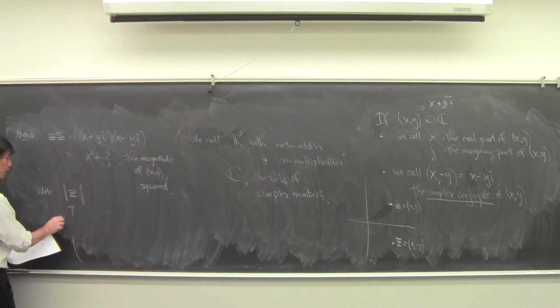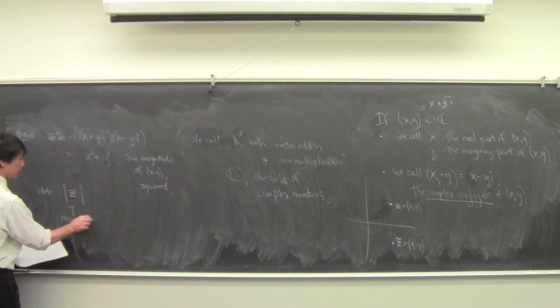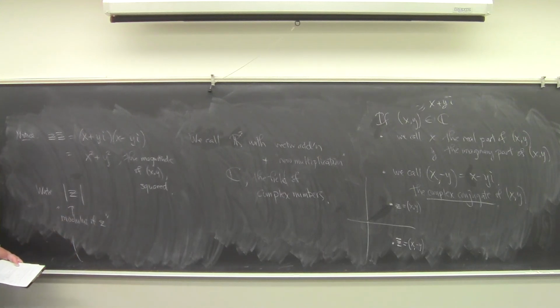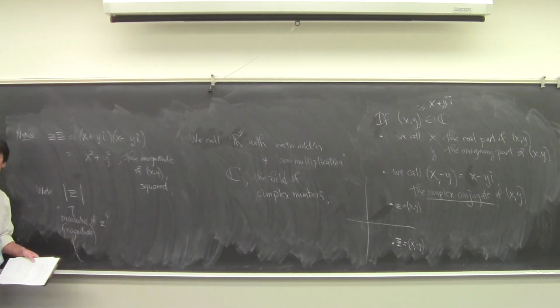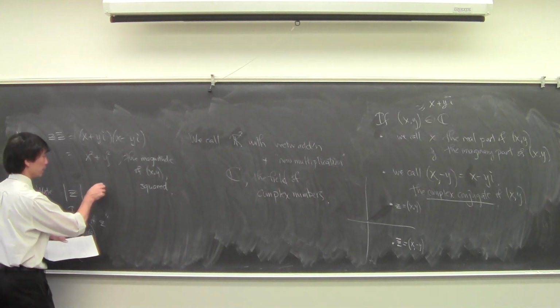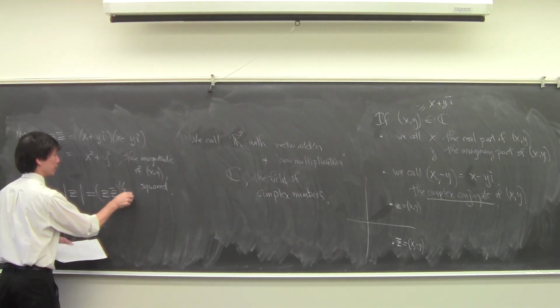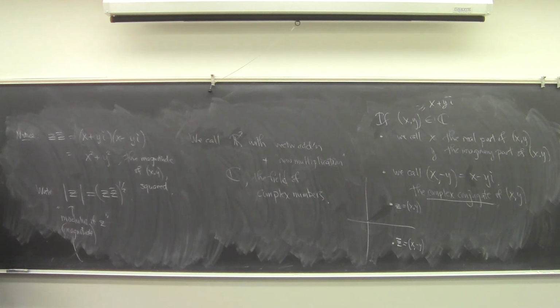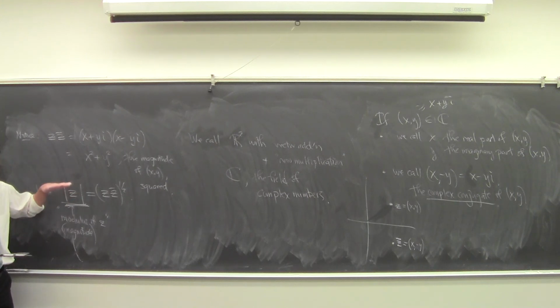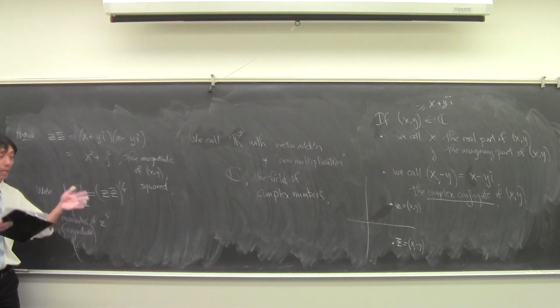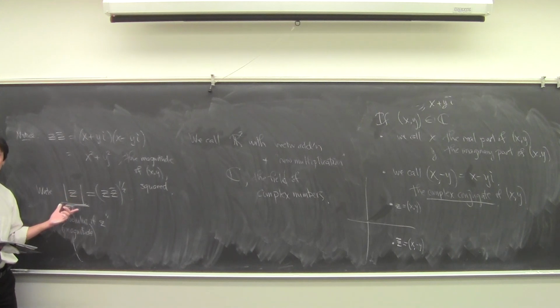We call this thing the modulus of z, but it basically just means the magnitude. The magnitude of z is going to be z z bar to the 1/2. The point is that we have a way of talking about the size of these numbers, just like we talk about the size of real numbers. We have something like the absolute value. It's basically the absolute value.